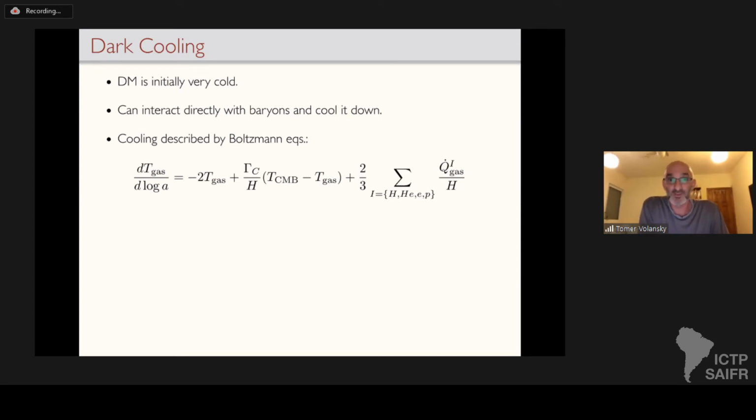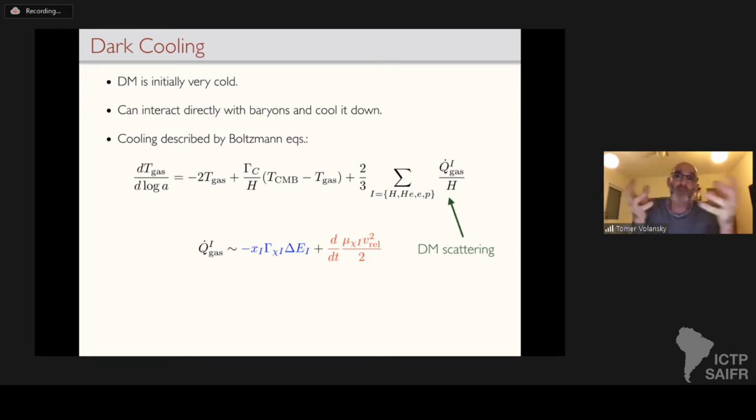There are three terms. One of them is just redshift. Another one is just Compton scattering of the CMB with the gas. And the last one is dark matter scattering that could happen. And dark matter scattering could have two different terms that affect it. One of them is just a scattering that acts to cool down the gas.